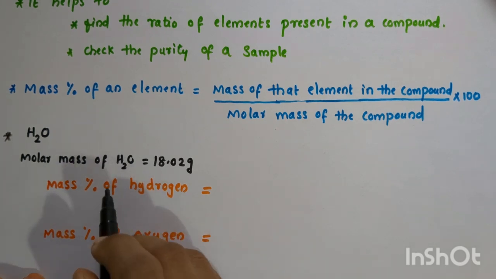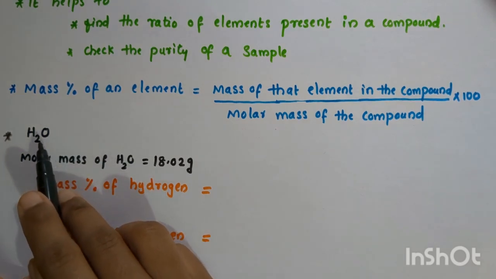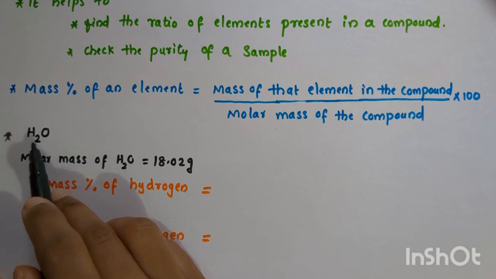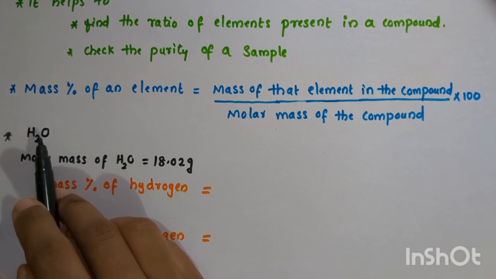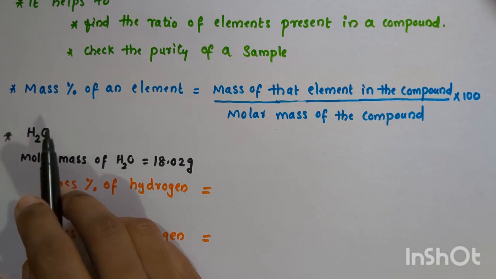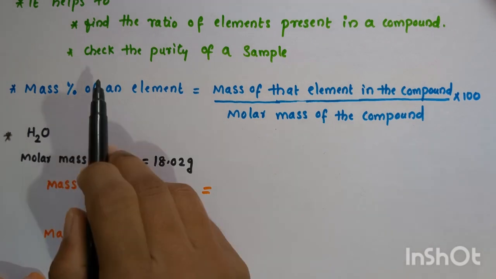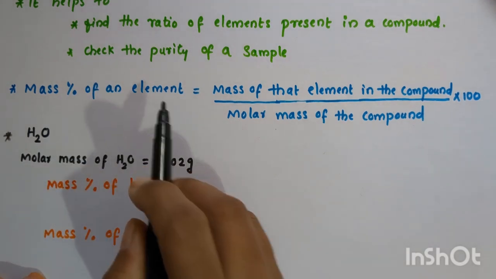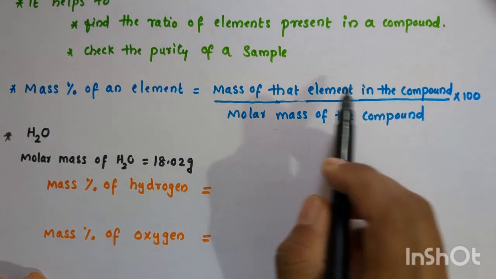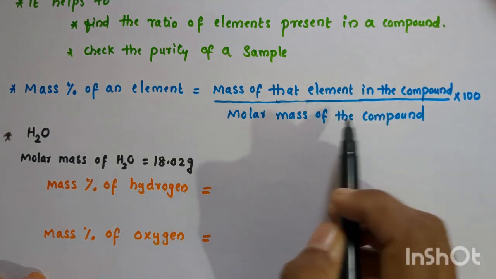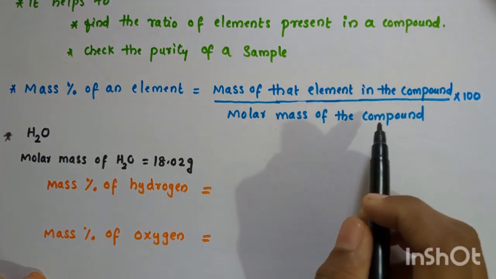Let us consider the example of water. Water contains 2 hydrogen atoms and 1 oxygen atom. So, what is the percentage composition of hydrogen in this compound? Or what is the percentage composition of oxygen in water? For that, the mass percentage of an element is equal to the mass of that element in the compound divided by the molar mass of the compound, into 100.